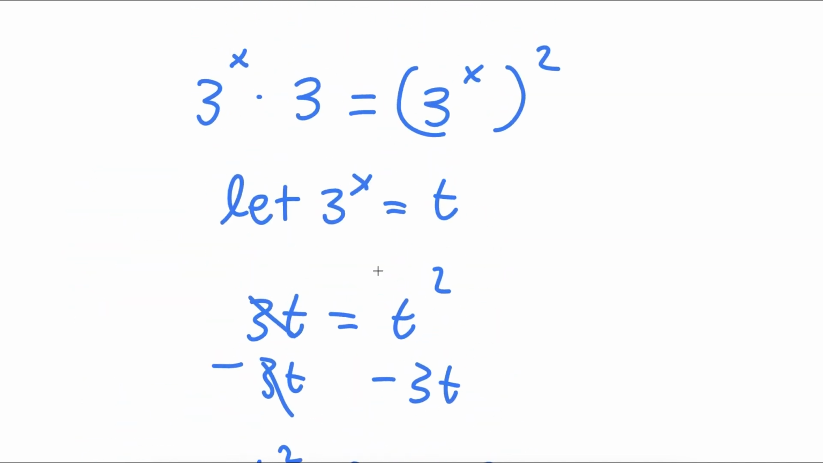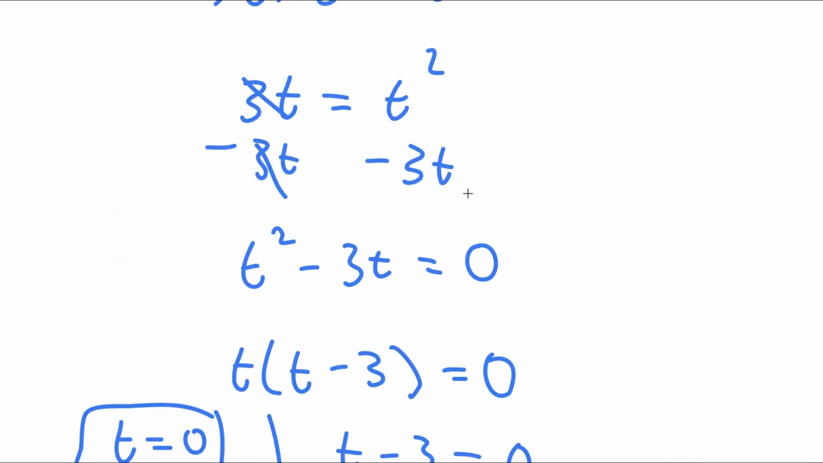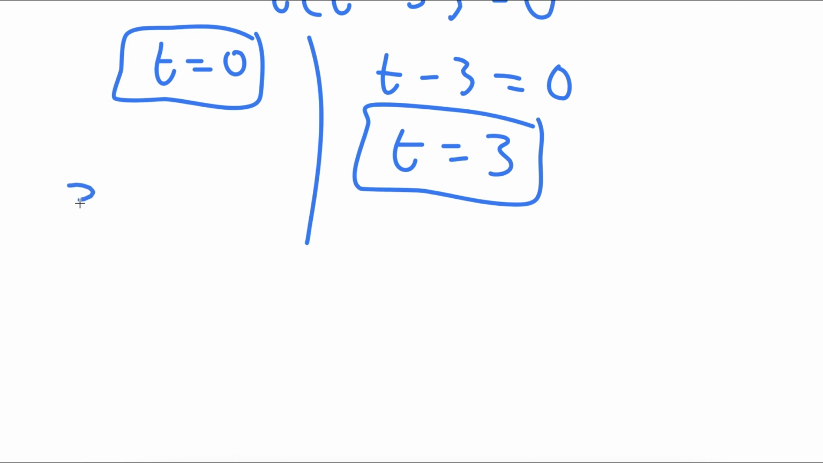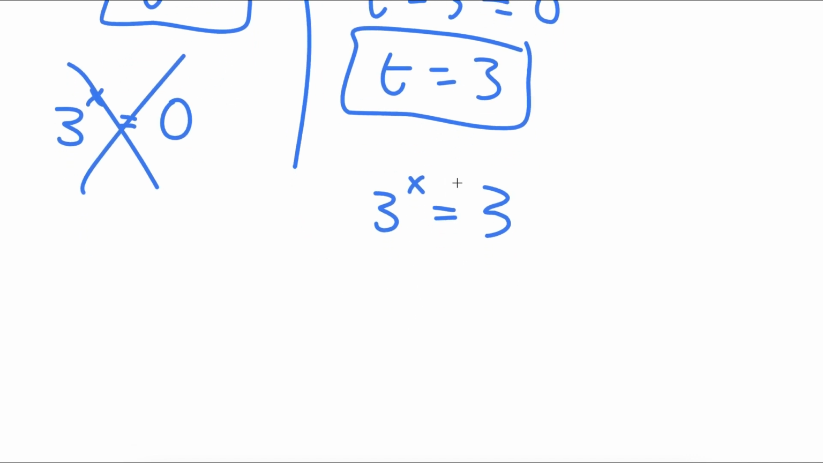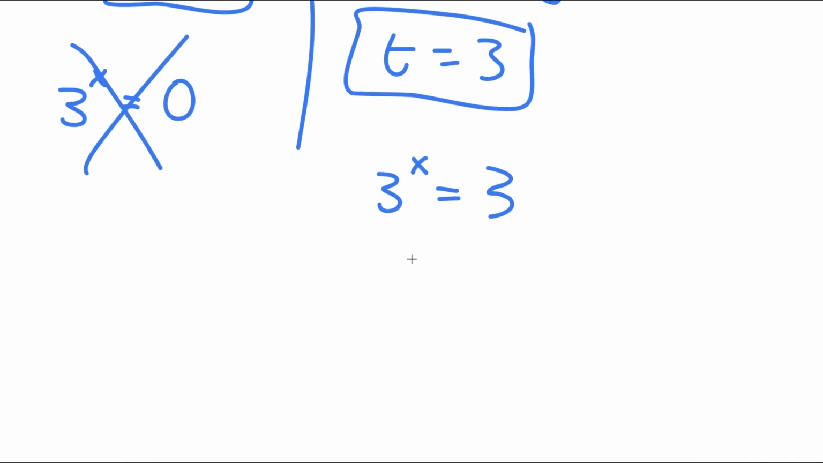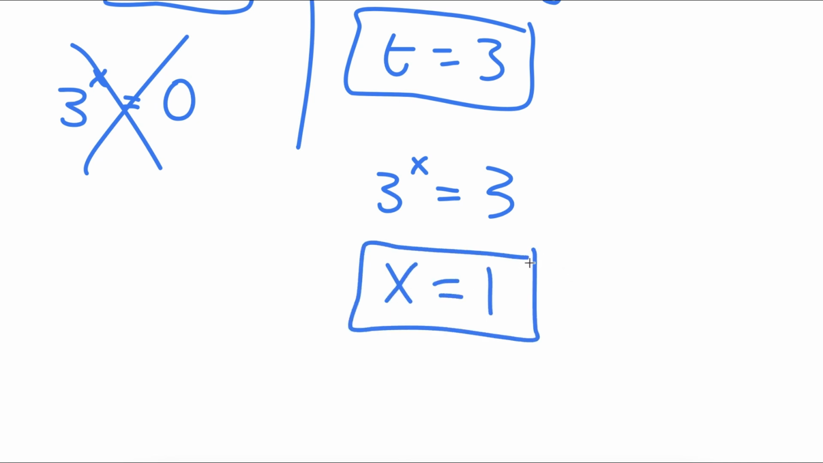So now remember how we set 3 to the power of x equal to t. So I have two equations. 3 to the power of x is equal to 0, and 3 to the power of x is equal to 3. So for 3 to the power of x equals 0, well, you can't take the power of a number and make it equal to 0. Nothing to the power of anything is equal to 0. Now 3 to the power of x equals 3, well, 3 to the power of 1 equals 3. So x is equal to 1, and this is my answer.